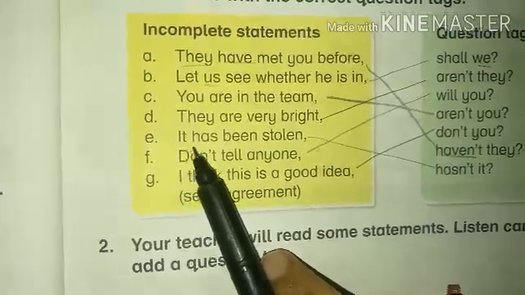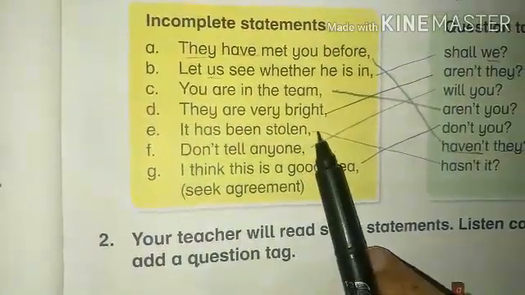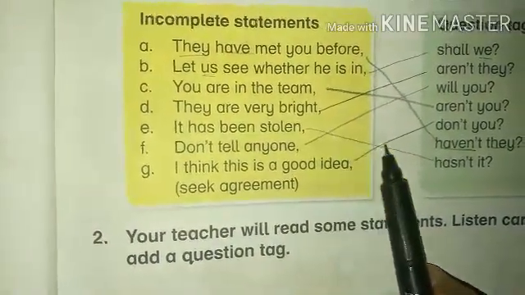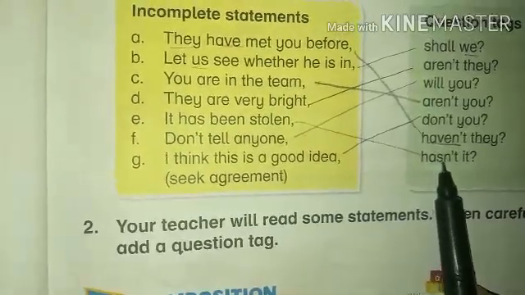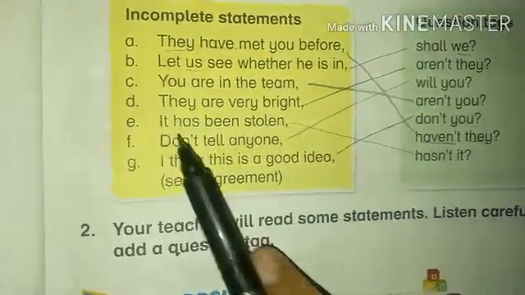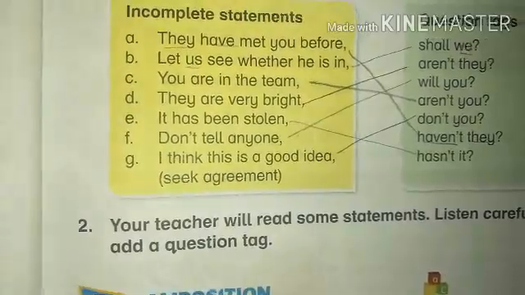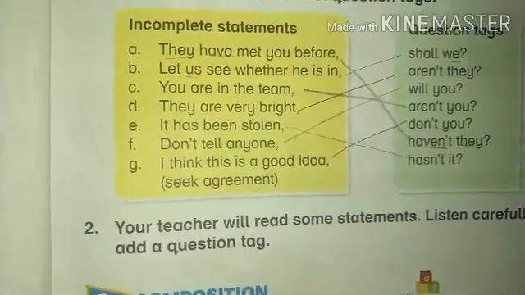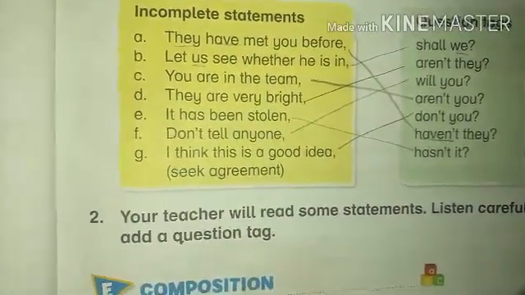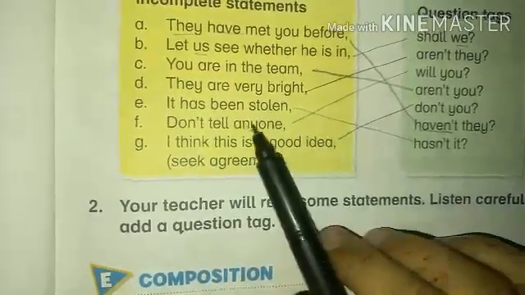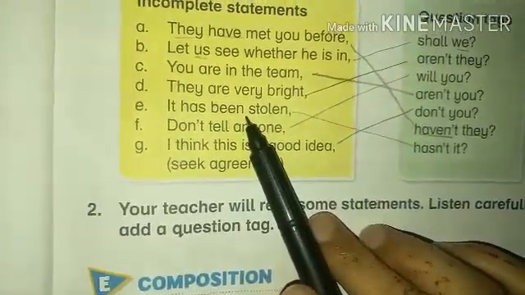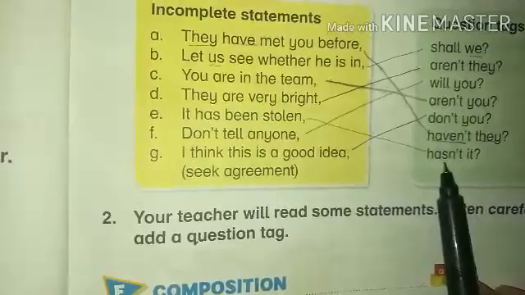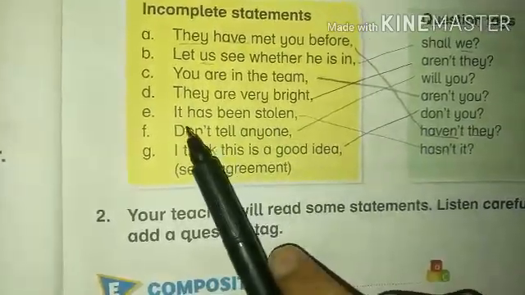Now part E is "it has been stolen." So we have matched it with "hasn't it." Here "it" is a pronoun, and "it" is a pronoun in the tag also, and for a thing we have used "hasn't," and it was a positive statement, so we have made it negative by adding "not."